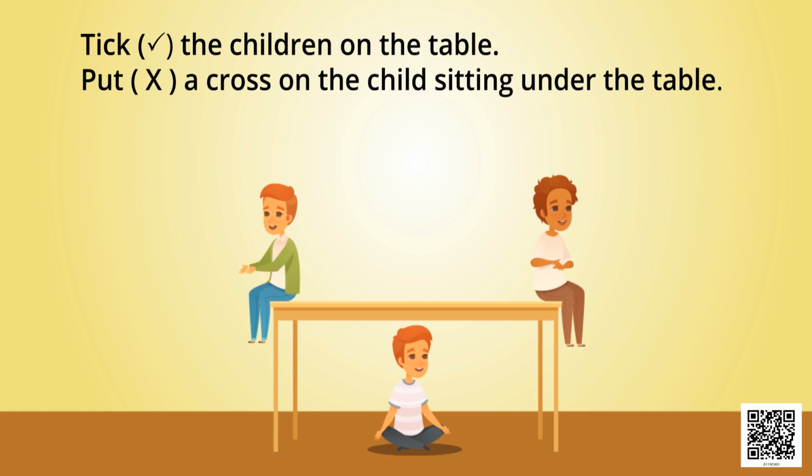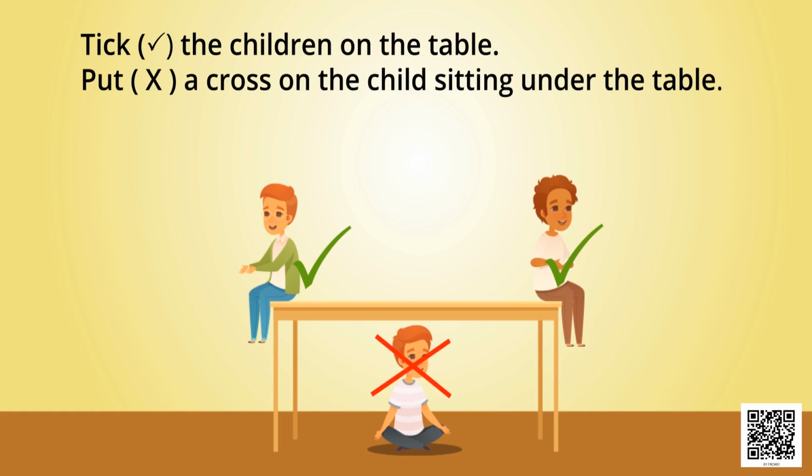What do you see? Tick the children on the table and cross the children under the table. Can you see so many children? Some children are on the table. So you have to tick mark the children on the table. And you have to put a cross mark on the children under the table. So, who's under the table?